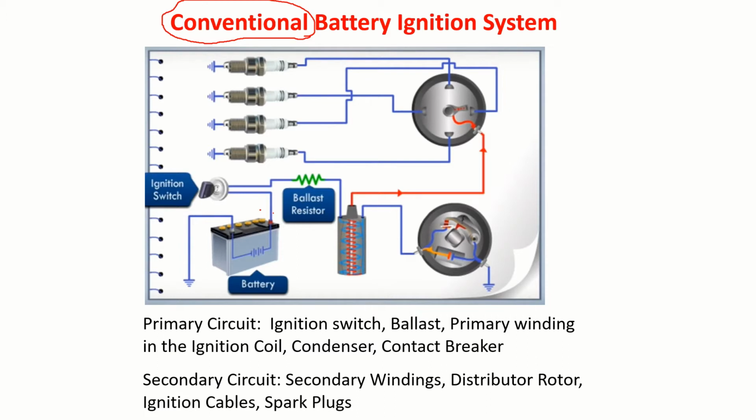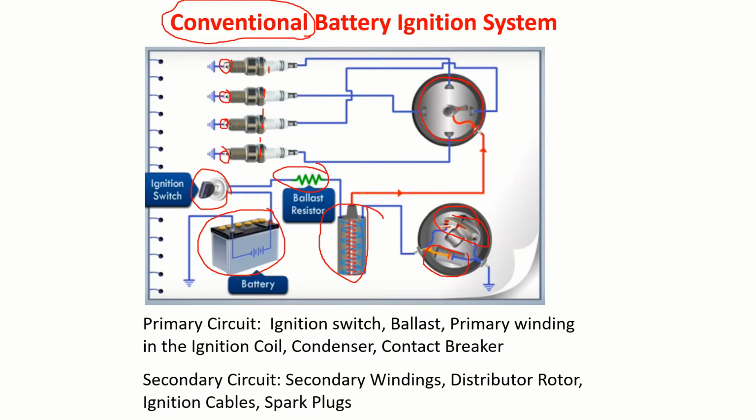The source of energy in this case is the battery. Then you have the ignition switch. Then you have a ballast, which is simply called a resistor. Then this is known as the ignition coil. There is a condenser, and there is a make and break arrangement. Then we have the distributor. Then we have spark plugs. And this is the point at which the spark occurs.